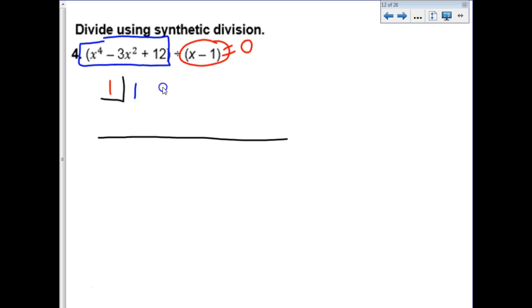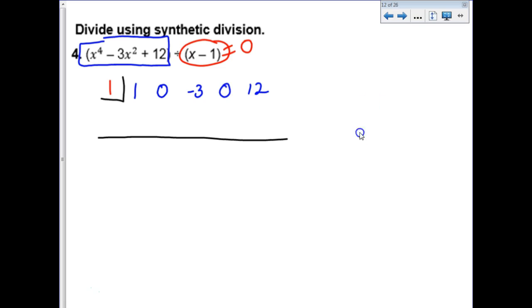Then what? Careful, there's a missing cubic term, so 0. And then -3 is the quadratic term. Then what? 0 again. The linear term is missing, see it? And then all the way down to the constant of 12.